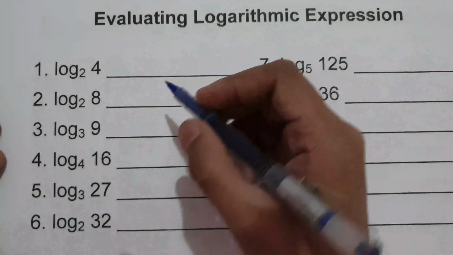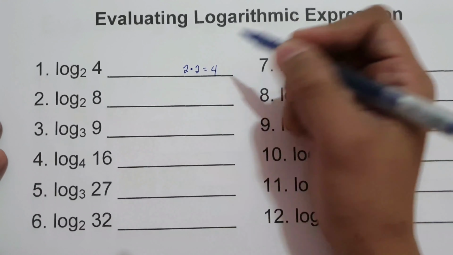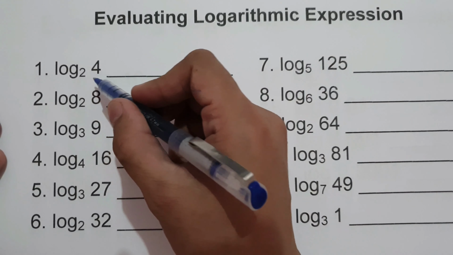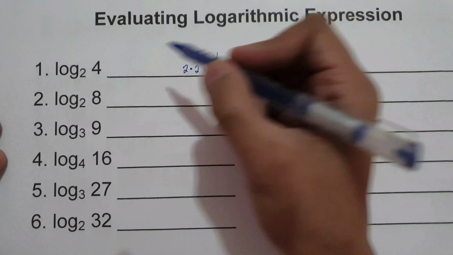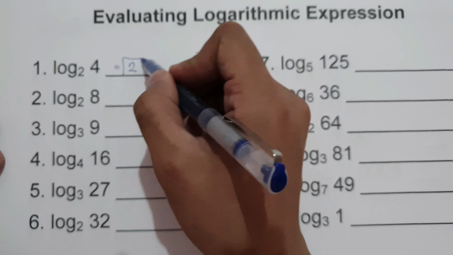So we all know that 2 multiplied by 2 is 4. So we need 2 2's to have 4 because 2 squared is 4. So therefore, log 4 to the base 2 is 2. So this will be our answer.